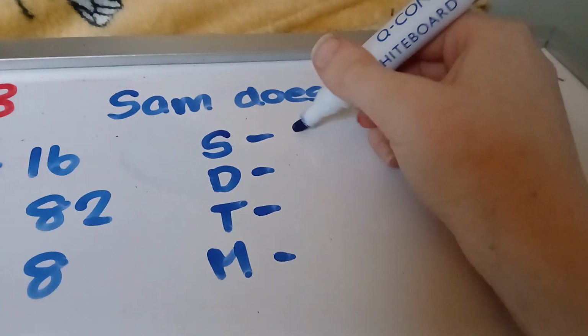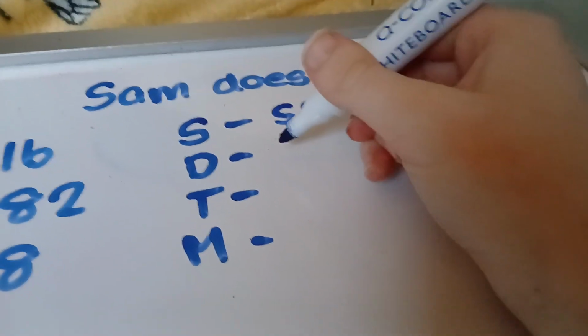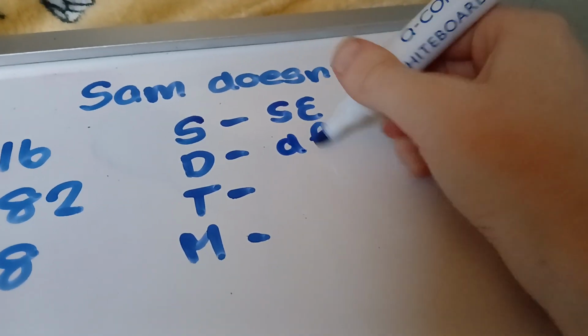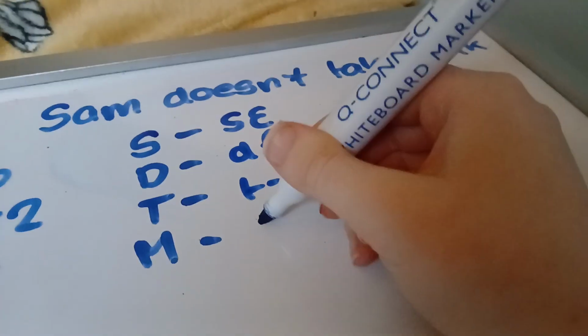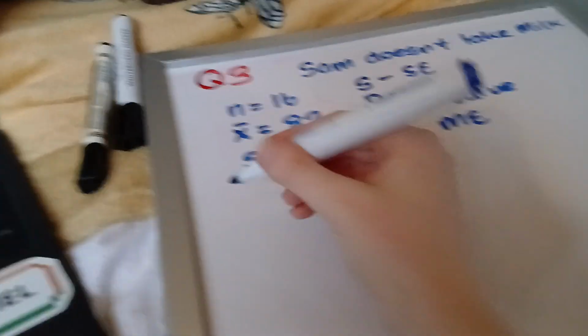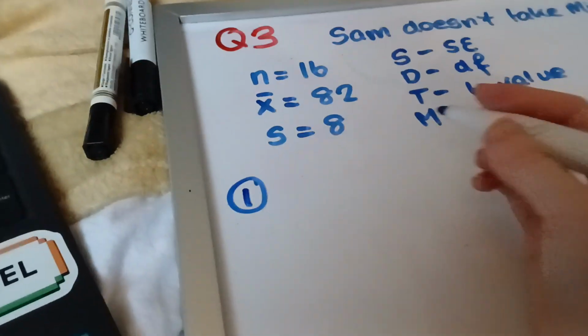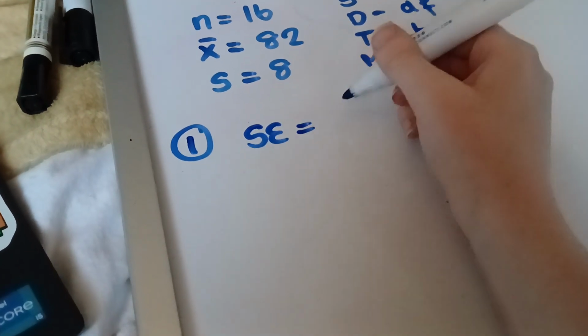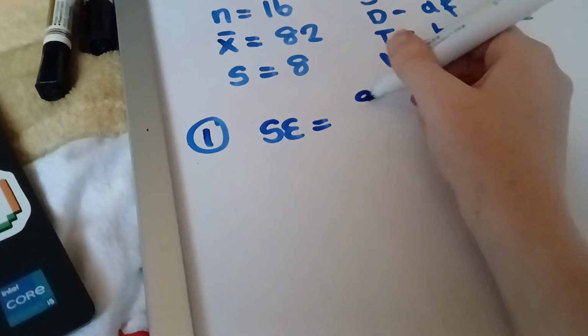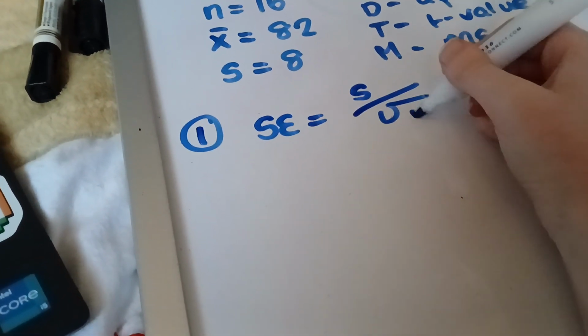So S is standard error, D is degrees of freedom, T is t-value, and M is margin of error. So that's just how I remember the order. So we'll do step 1, which is standard error. The formula for standard error is S over the square root of n. So we can calculate that.